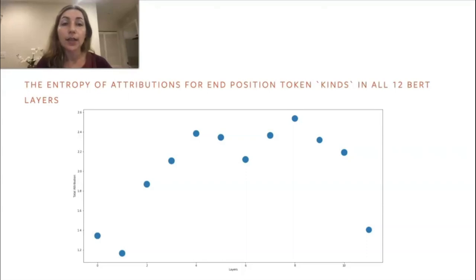However, in a general case, entropy can provide an intuition about the distributional characteristics of attributions in each layer and can be useful, especially when comparing it across multiple tokens.